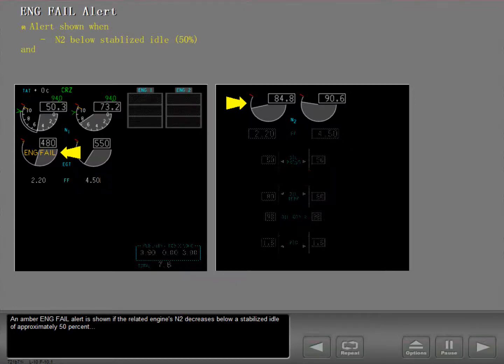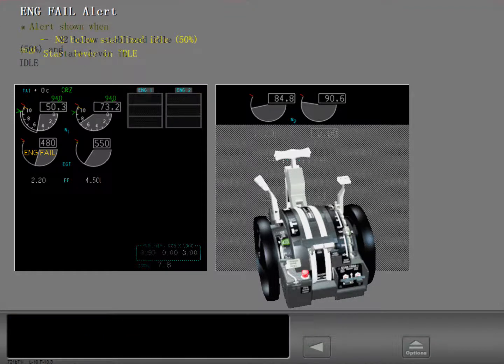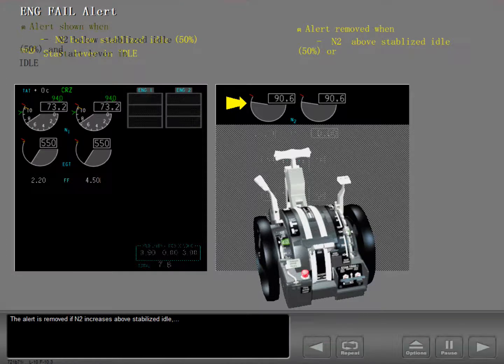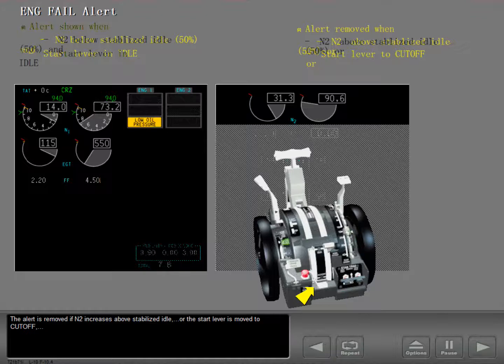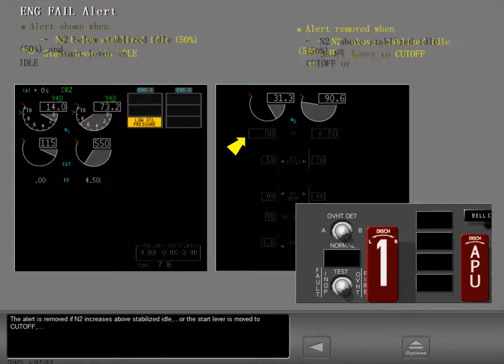An amber engine fail alert is shown if the related engine's N2 decreases below a stabilized idle of approximately 50%, and the engine start lever is in the idle position. The alert is removed if N2 increases above stabilized idle, or the start lever is moved to cutoff, or the engine fire warning switch is pulled.